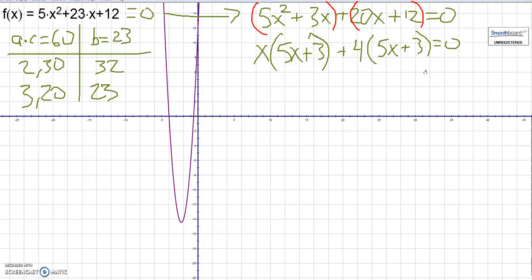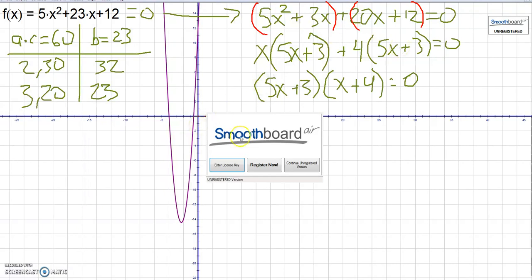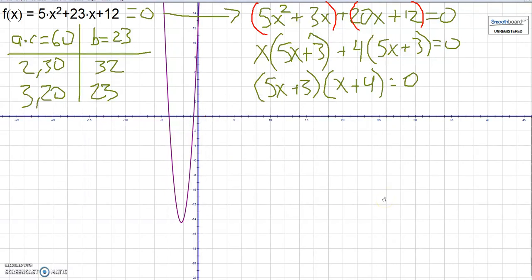Okay, so now I want to deal with this whole chunk at once. What I'm going to do is realize they do have something in common. They have 5x plus 3 in common. It is large and a little bit more complicated, but it's really no different than just saying they have a y in common or a z in common. I can still pull that out to the front, and I see what each part has left. I have an x left and a 4 left, and that's going to equal 0. So now we have our two parts multiplied together equaling 0.